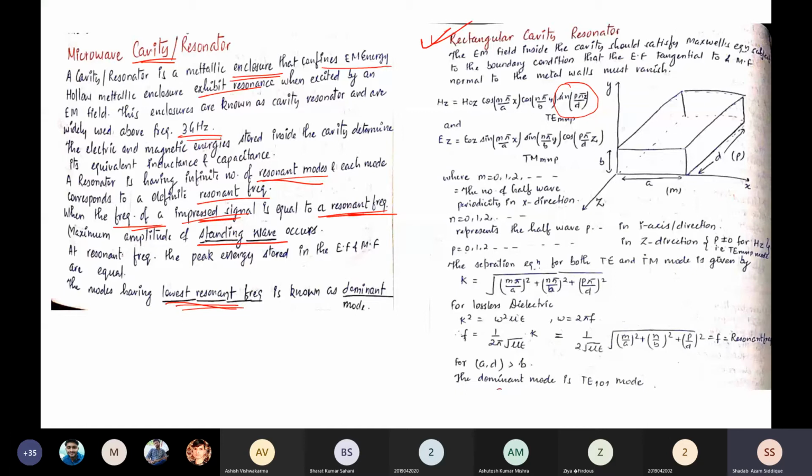So the rectangular cavity resonator says the electromagnetic field inside the cavity should satisfy Maxwell's equations, subject to the boundary condition that the electric field tangential to and the magnetic field normal to the metal wall must vanish. We have also seen in the rectangular waveguides that the electric field tangential to the metal wall vanishes, and the magnetic field normal to the metal wall vanishes. So we just combine these two.